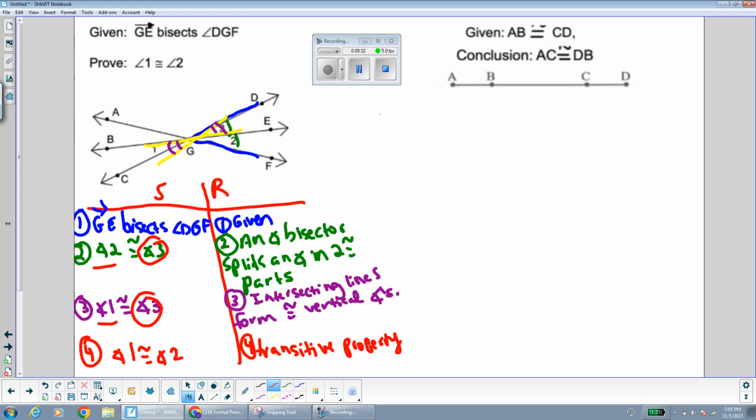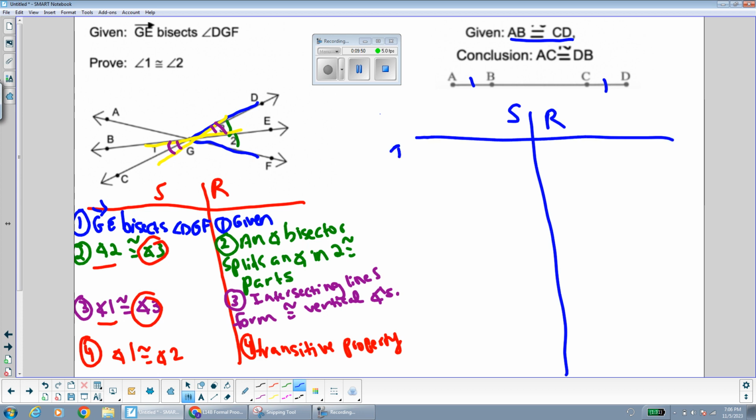And that's it. Moving on. In the next example, we have AB is congruent to CD. Let me start making my 2-column chart so I can transfer as we go along and we don't forget anything. And that is given information. We need to reach the conclusion that AC is congruent to DB.